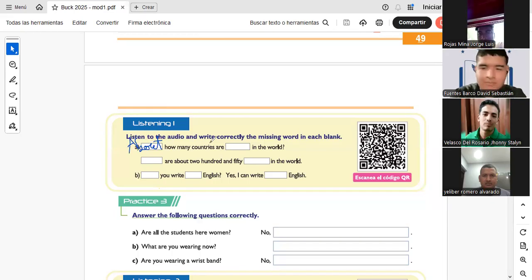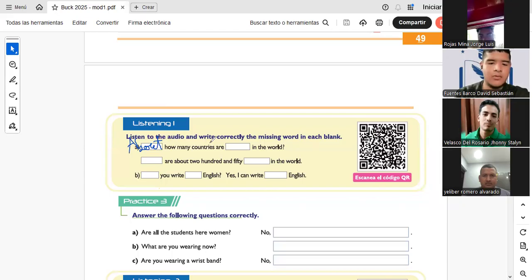About how many countries are there in the world? There are about 250 countries in the world. Can you write any English? Yes, I can write some English.